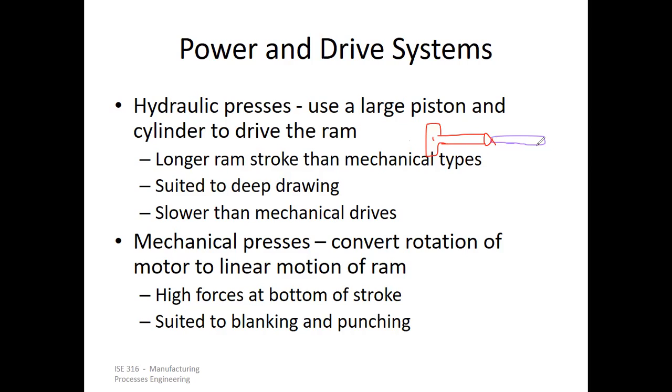So the higher the piston volume is, the more power it can generate, right? Now, longer arm stroke than the mechanical types and suitable to deboil, right? Slower than the mechanical drives we have looked at, right? So mechanical presses convert the rotation of the motor to linear motion of the ram, as we were discussing.